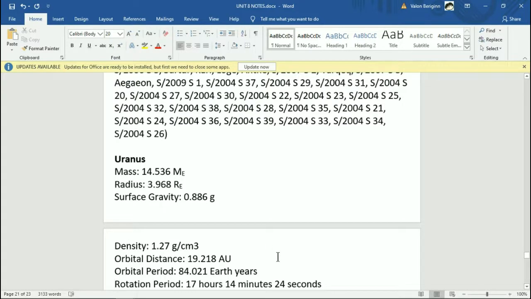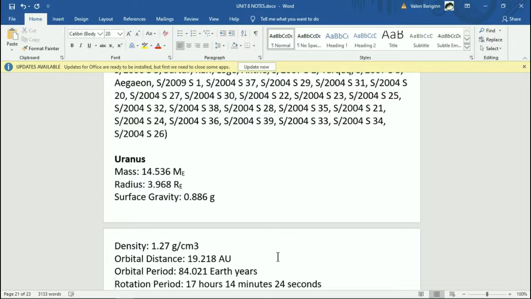Now, Uranus is the one that's rotating on its side. Okay, so instead of spinning like a top or whatever, it sort of rolls like a wheel. Now it doesn't follow the orbit around, if that makes any sense. So how do I explain this? It's very hard to explain this without having something physically to show you.